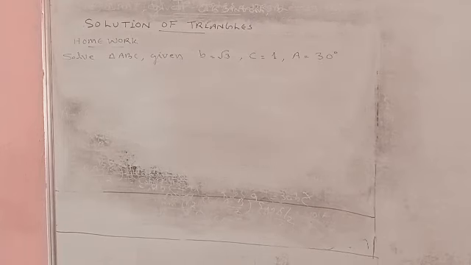Next problem, homework. Solve triangle ABC given that side b is equal to root 3 and side c is equal to 1, and the included angle capital A is equal to 30 degrees.